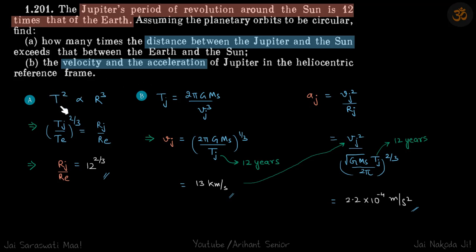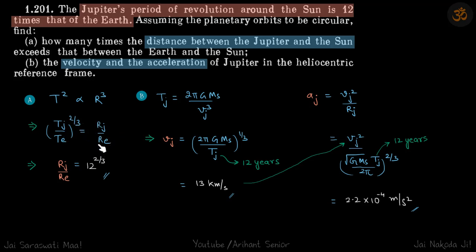So in those formulas we saw that T squared is proportional to r cubed. Why are we using this? Because we wanted the distance, that is the radius, and time period is given. So T squared is proportional to r cubed. So Tj by Te, where T is time period, power 2 by 3 is rj by re.